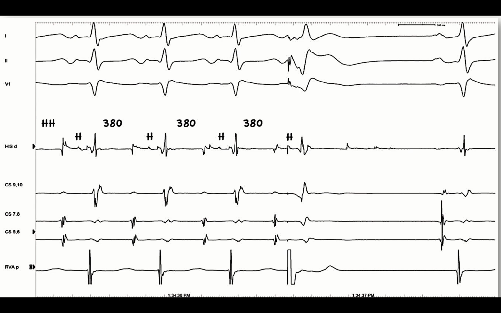Let's go to the second scenario, when we give His synchronous VPC during tachycardia and there is sudden termination of tachycardia without A. What does it mean?